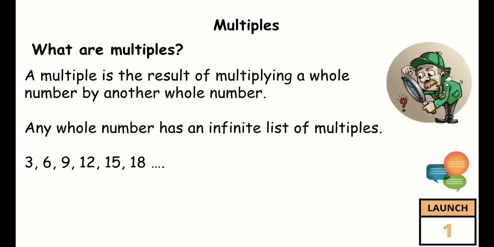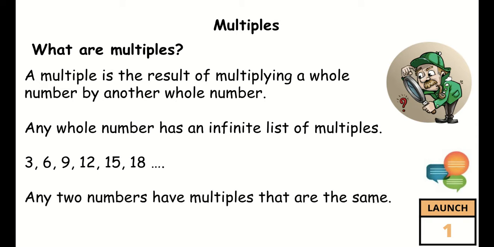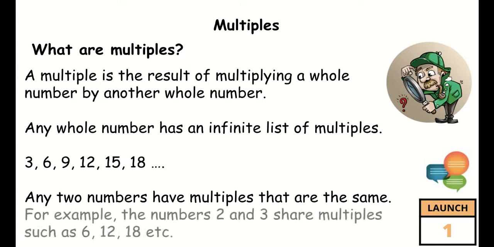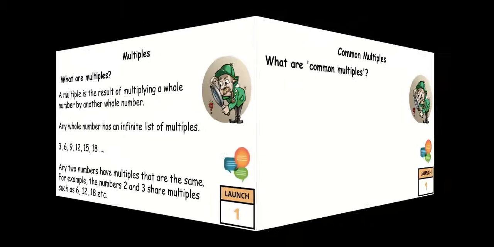For example, the multiples of 3 are 3, 6, 9, 12, 15, 18, and we can imagine the list going on and on. Any two numbers have multiples that are the same. For example, the numbers 2 and 3 share multiples such as 6, 12, 18, etc.